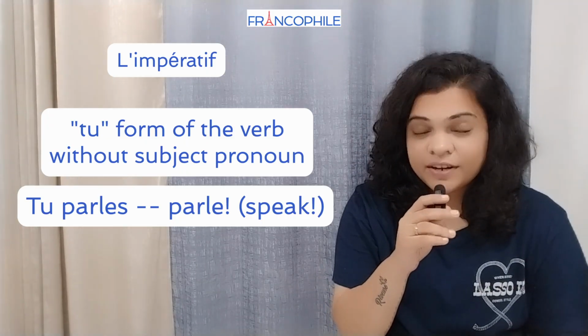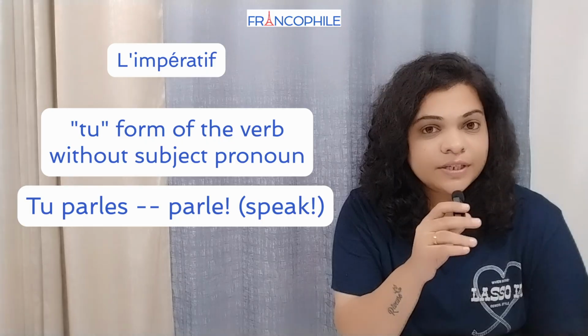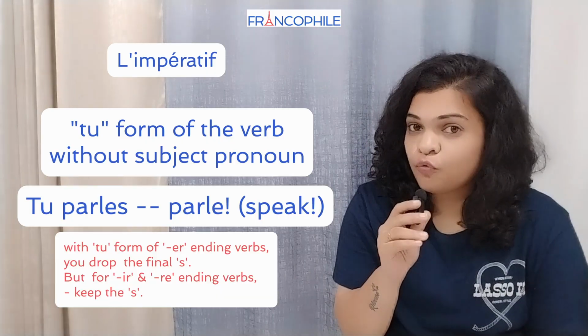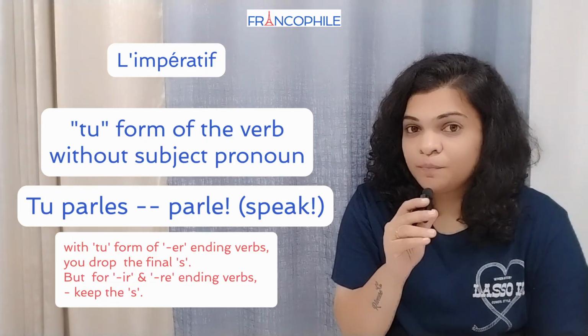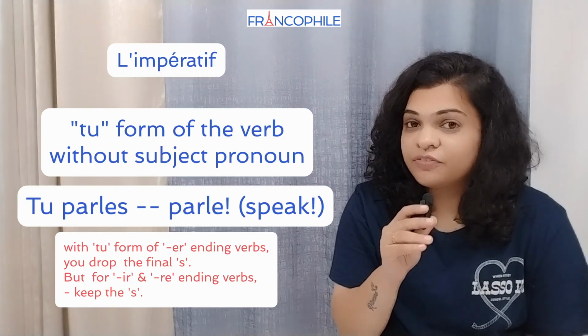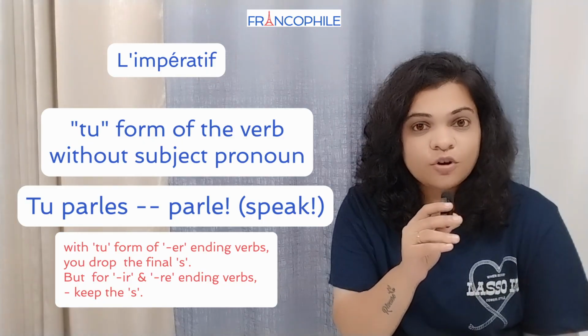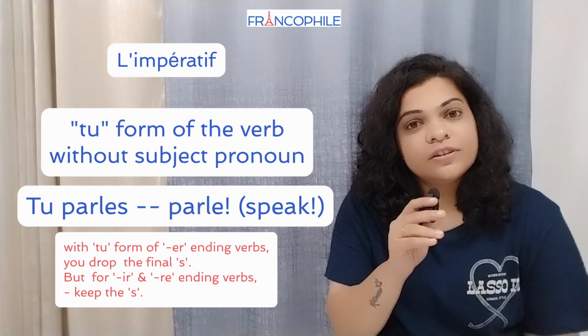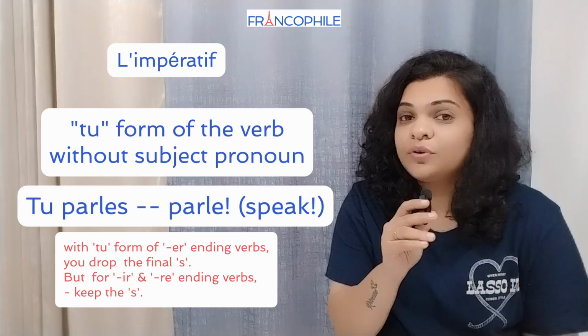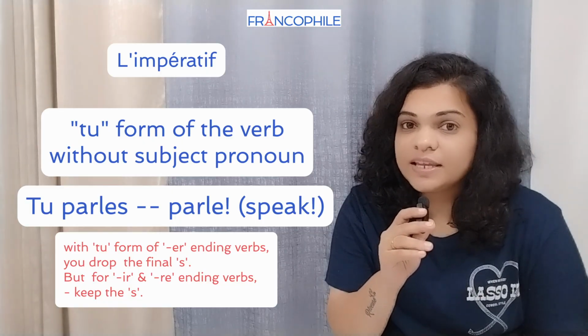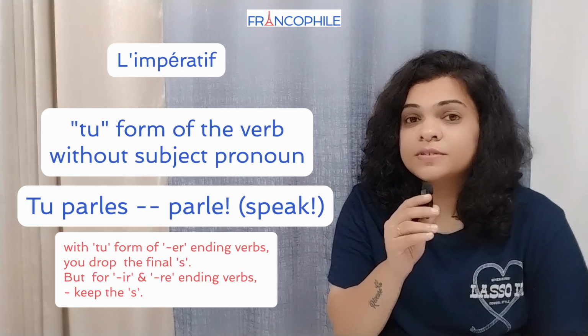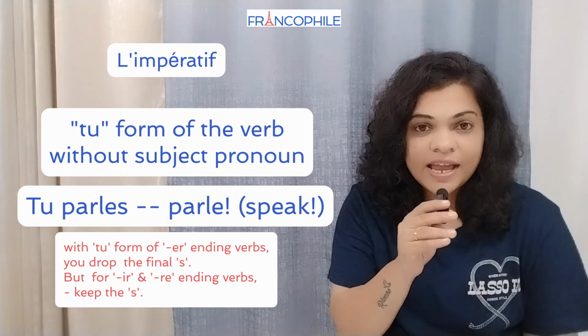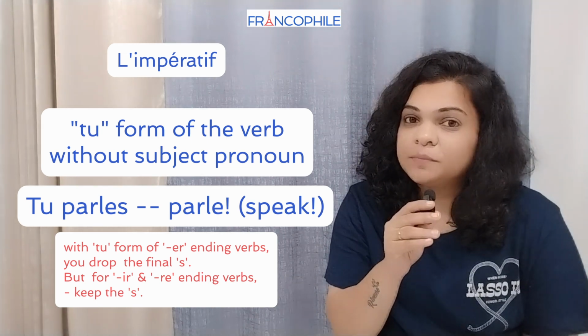Now let's pay attention. A very important detail. With tu form of er ending verbs, you have to drop the final s. So instead of parles, we will say parle, without s. But for the verbs that end with ir and re, you keep the s.